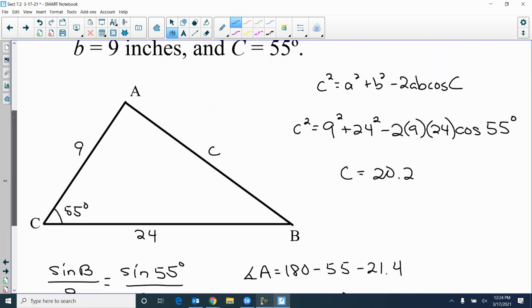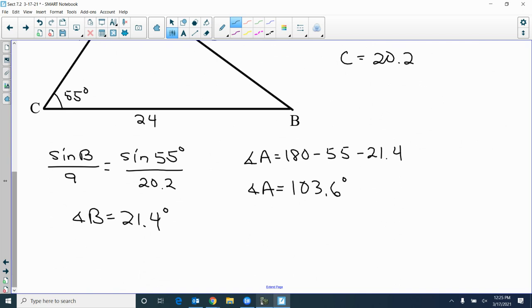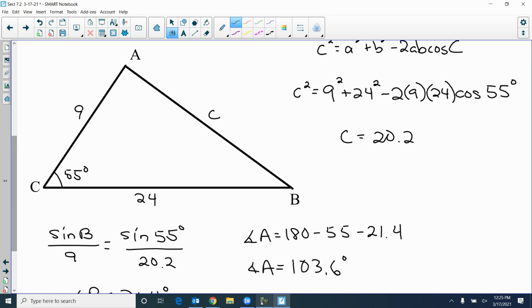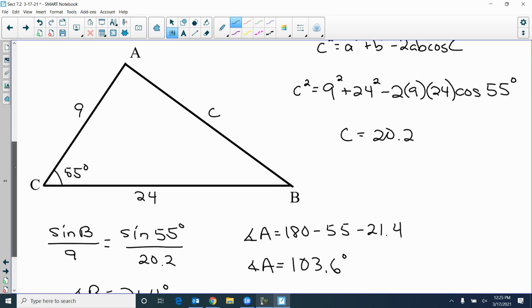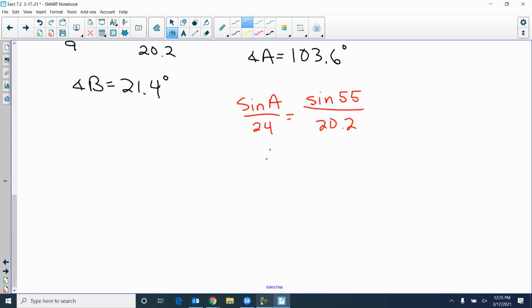Now I want to go through the reasoning here. Why do you need to solve for the smaller of the two remaining angles? Let me explain that. Let's say after you found the 20.2, how would I set up the law of sines to find angle A? To find angle A, I would take sine of A over 24 equals sine of 55 over 20.2.